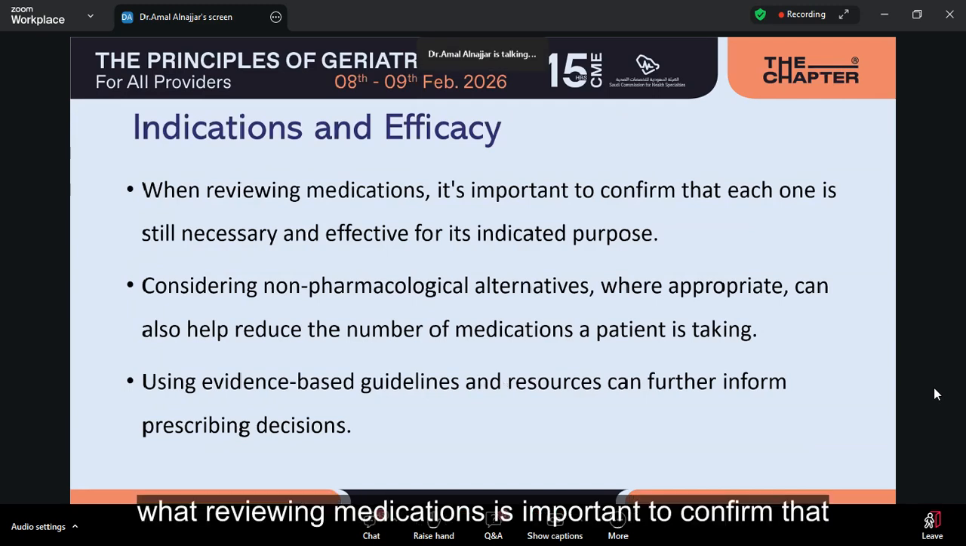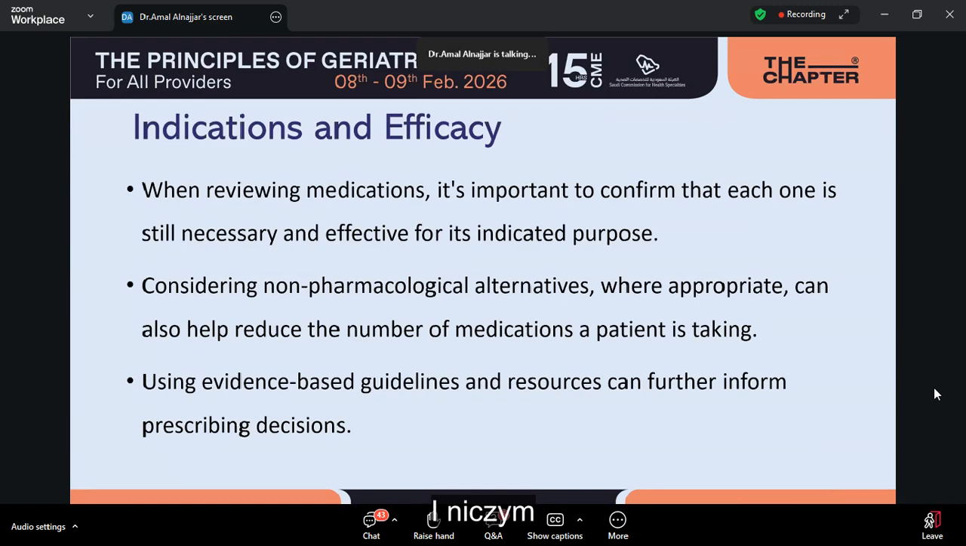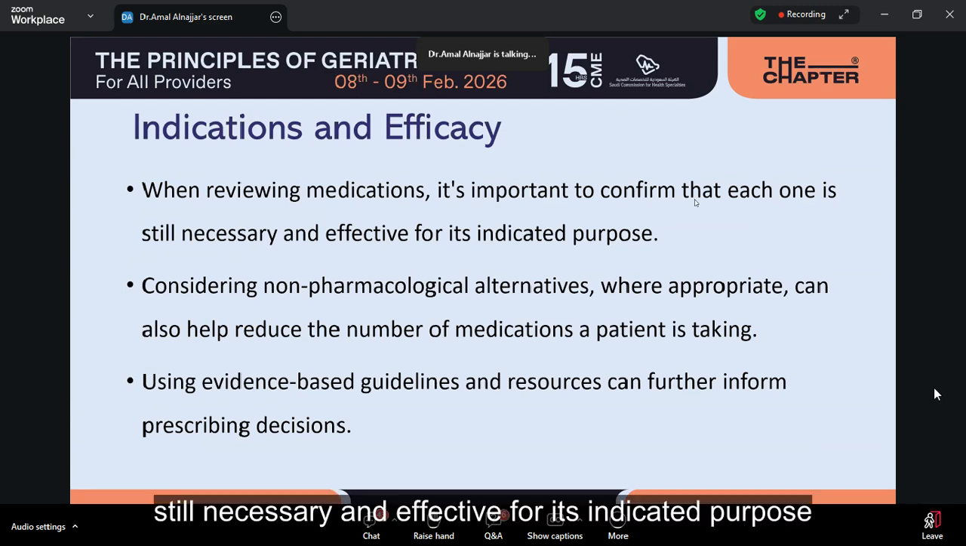Indications and efficacy. When reviewing medications, it's important to confirm that each medication is still necessary and effective for its indicated purpose.